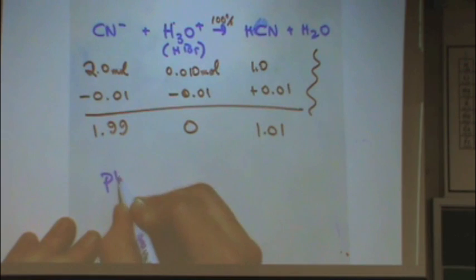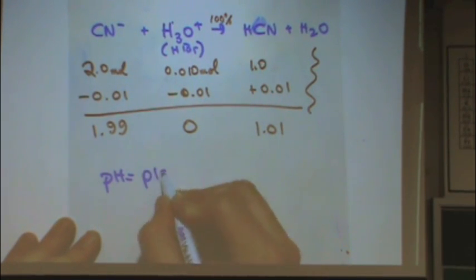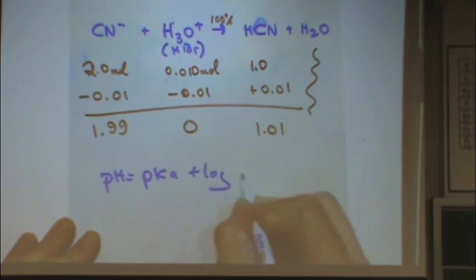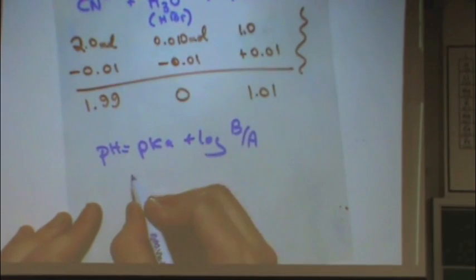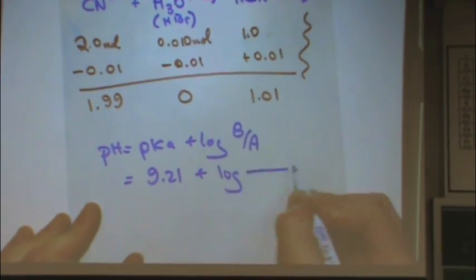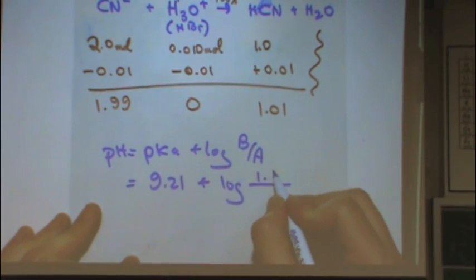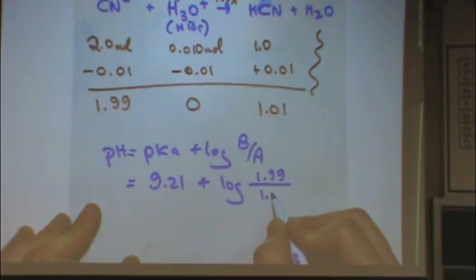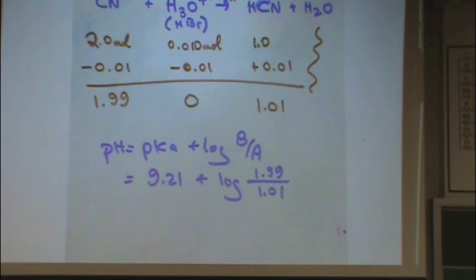Okay, so the pH is pKa plus the log of the base over the acid. pKa was 9.21. The log of the base, that's 1.99. And the acid is 1.01. And whatever that is will be the new pH of the buffer. Okay, so that's a pretty typical long answer buffer problem.